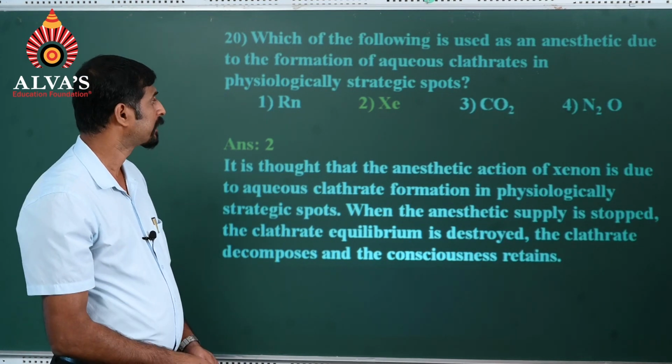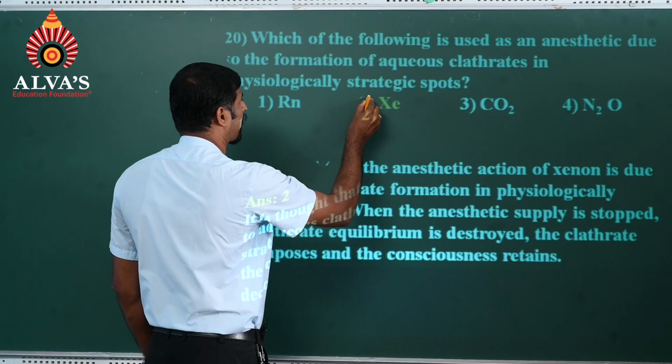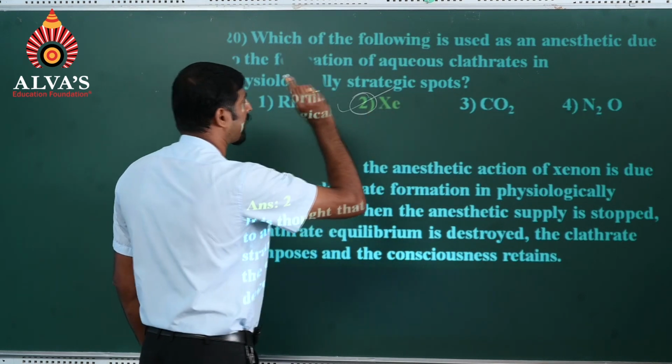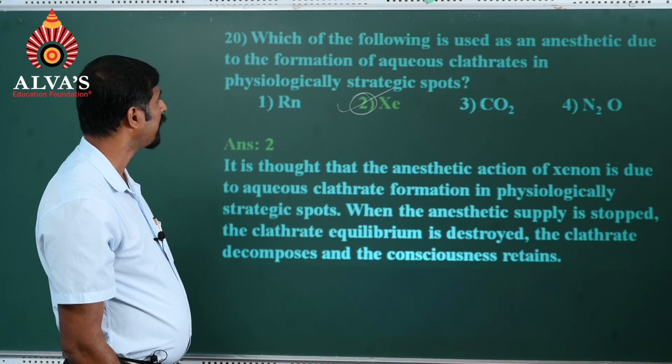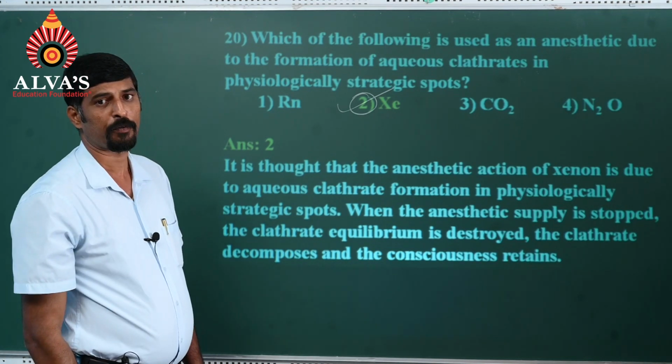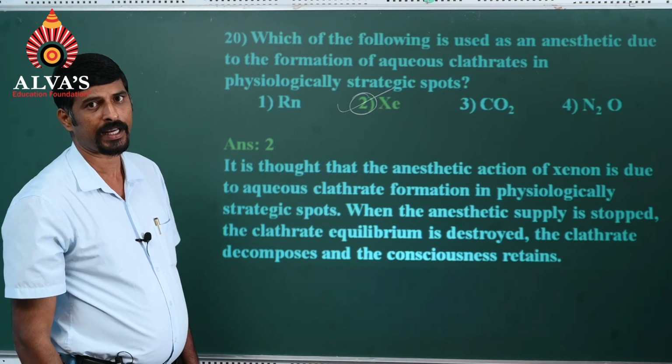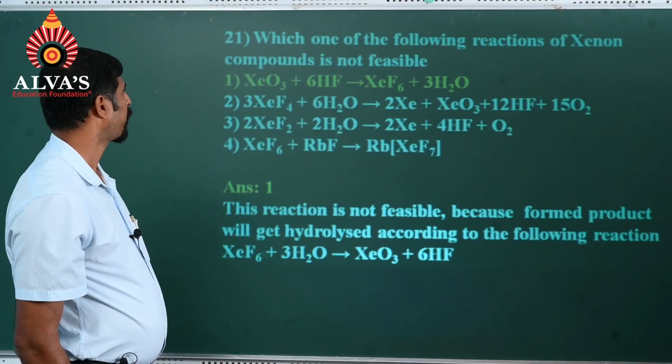Therefore, the xenon forms a clathrate compound so that it acts as an anesthetic agent in the physiologically strategic spot. Therefore, option second is the right answer. Next, move on to question number 21.